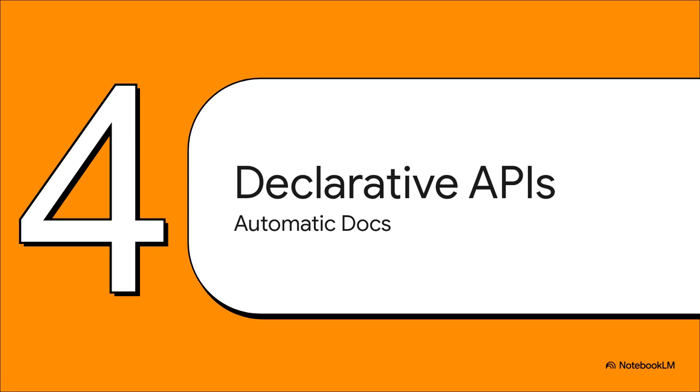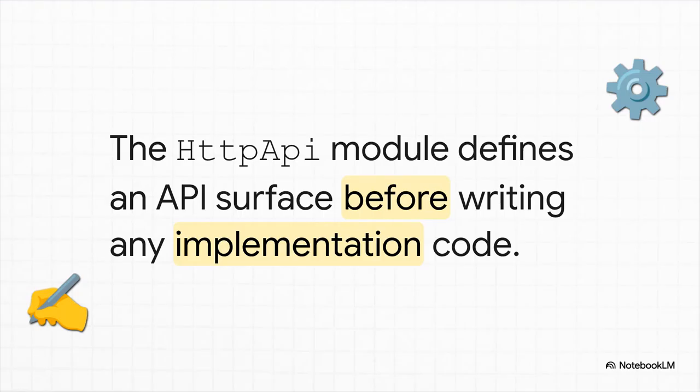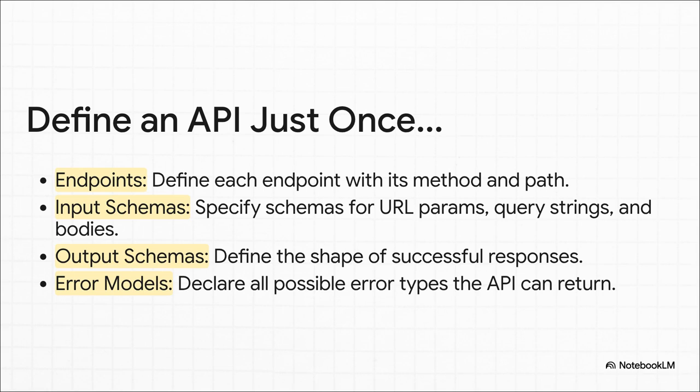This is where you get some actual superpowers, like getting your documentation for free. This all happens through a module called HttpApi. And the idea here is to describe the complete shape, the entire contract of your API before you even think about writing the logic that makes it work. So what does that really mean?